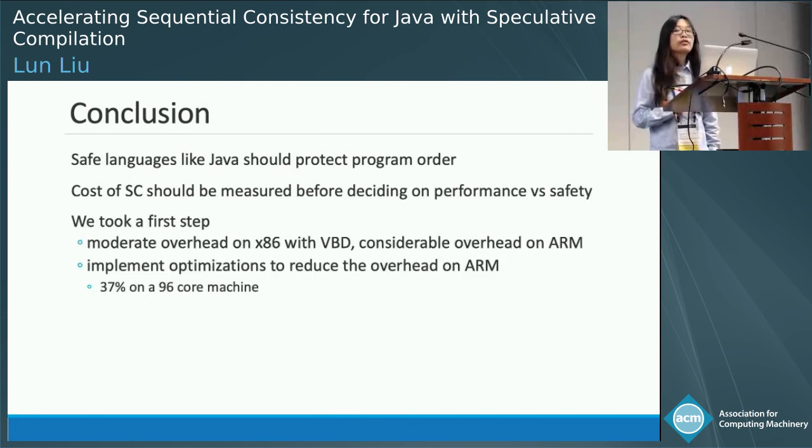And therefore, we took a first step. We measured the cost of SC on x86. We measured the cost of SC on ARM. We also took the first step to implement optimizations to reduce the overhead of SC on ARM.